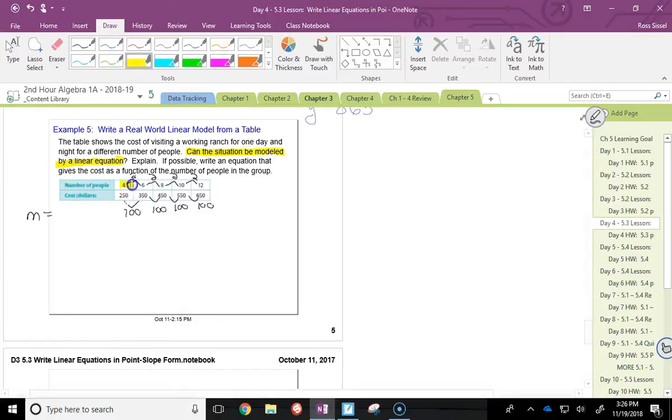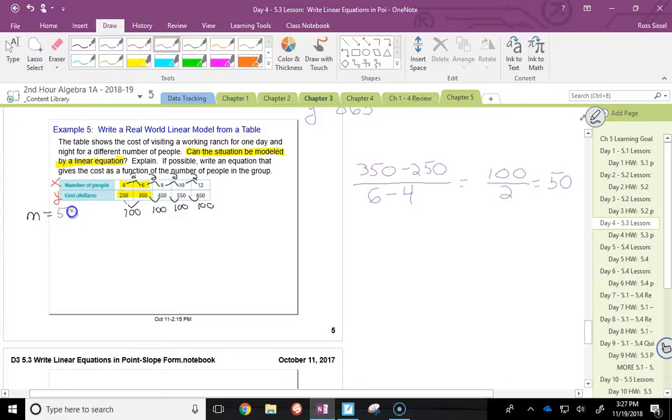We mainly have to find the slope. I'm going to use any two numbers to do so. And remember on here, this would be x, this would be y. So to solve for this, I could do 350 minus 250 all over 6 minus 4. Okay? We solve: 350 minus 250 is 100. 6 minus 4 is 2. And we want to simplify. It would give us 50. So we would find that, yes, we have a slope of 50.